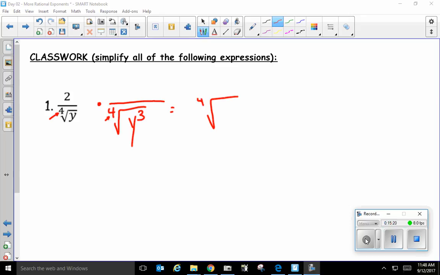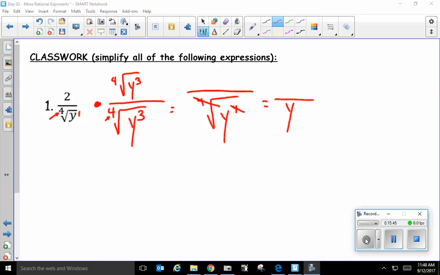Where are you getting that from? Because I want my y to have a fourth power. And when I multiply things together, don't I add exponents? 3 plus 1 gives me my 4. So guess what happens? I end up with a y on the bottom. What I do to the bottom, I need to do to the top. So I multiply this times the fourth root of y cubed.